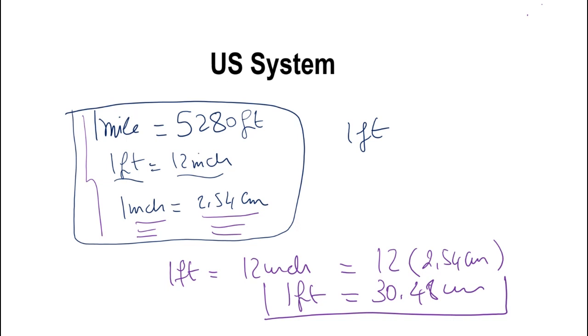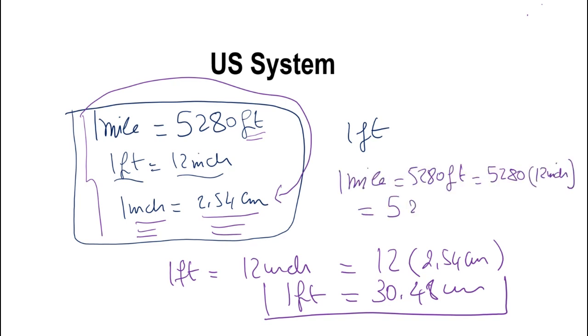Now we know how to go from miles to feet to inches. We said in 1 mile we have 5,280 feet, 1 foot is 12 inches, and 1 inch is 2.54 centimeters. Now let's convert this mile to centimeters. All we have to do is take 1 mile, 5,280 feet times 12 inches. Then you need to go to centimeters, which is times 2.54 centimeters. So this is how you get to the international side, from miles to centimeters.